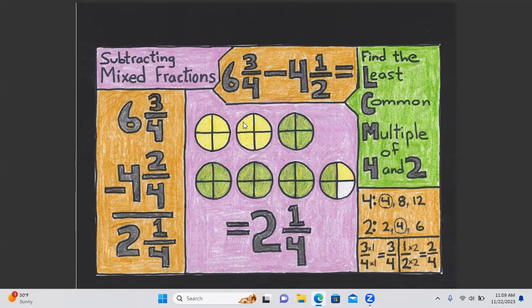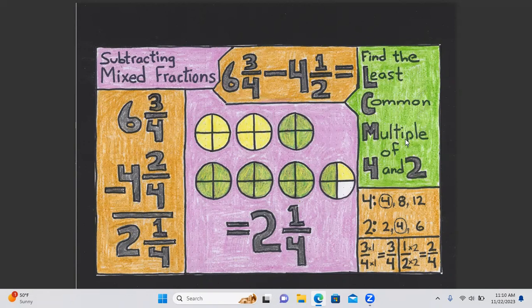And so what we're going to do, we are going to subtract 4 1/2 from 6 3/4. And so now how do we do that when the denominators are different? Well, we can use the least common multiple method. And in the least common multiple method, we just simply count by the denominators.